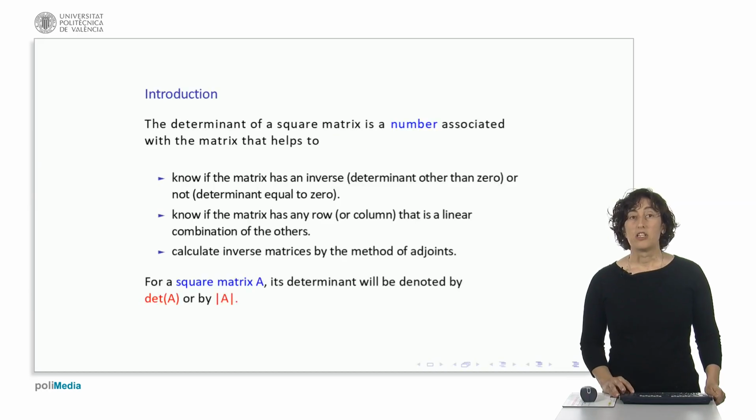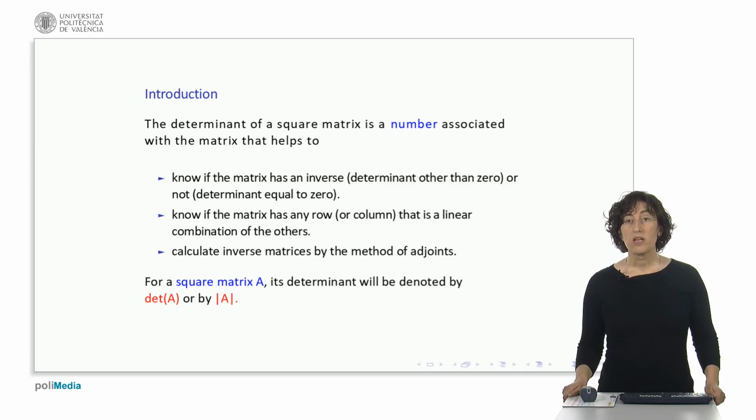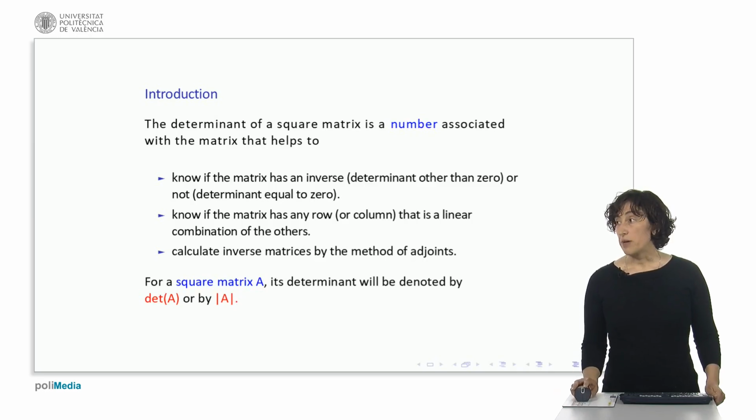We will start by saying that the determinant of a square matrix is a number that we associate with the matrix, and that it will help us to know in a faster way, for example, if the matrix has an inverse or not, if the matrix has a row or column that is a linear combination of the others, and it will also help us to calculate inverse matrices by the method of the adjoints. During the lesson, we will denote the determinant for any square matrix in this way, which you have on the screen in red, so that it is easier to describe.